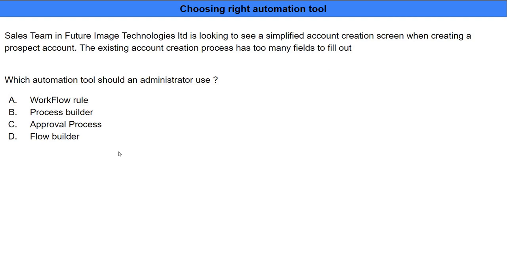Process Builder does the same. You can use Process Builder to do automation that runs behind the scenes, in the background. The user will never know what is happening. So I cannot use these two options, workflow and process builder, to build a screen. And the third option, approval process, cannot help here because, as the name indicates, it is meant to configure an approval workflow in the system. So the right option would be option D, flow builder.